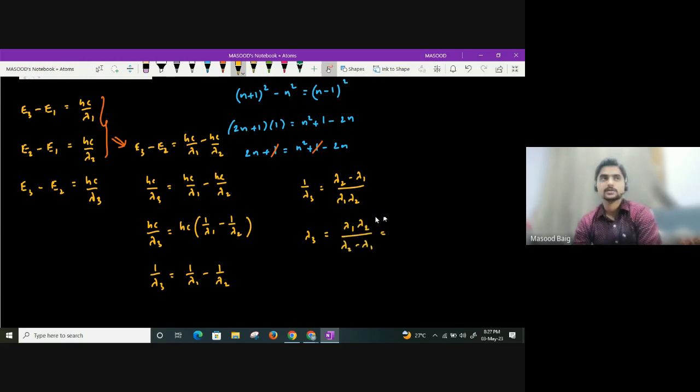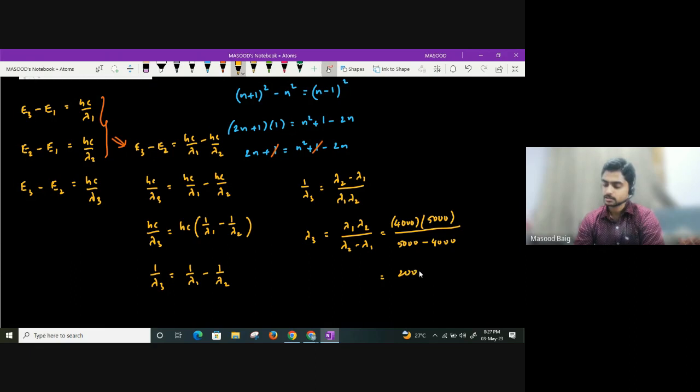So lambda 1 is given as 4000 angstrom, guys. Lambda 2 is given as 5000 angstrom; 500 nanometer is given, which I can take as 5000 angstrom. The value will be 5000 minus 4000. So what will this turn out to be?